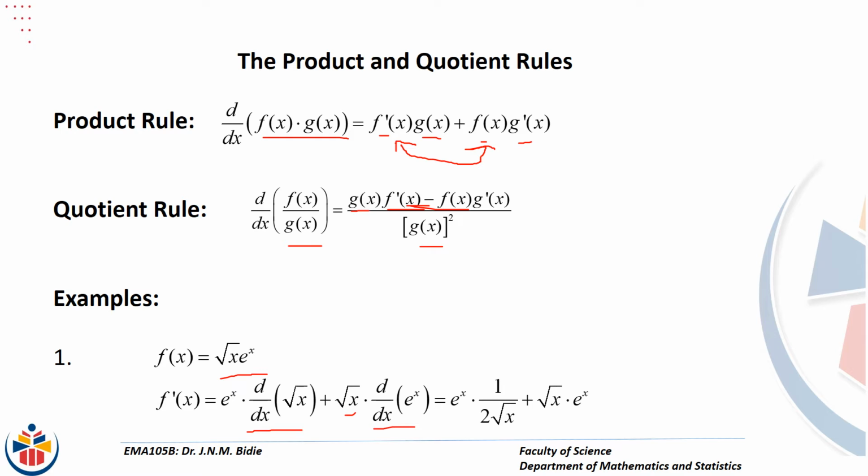So that means we'll have e to the power x multiplied by 1 over 2 square root of x, which is the derivative of the square root of x, plus the square root of x times the derivative of e to the power x, which is just e to the power x.